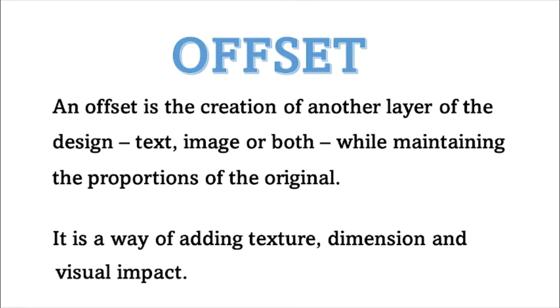It is the creation of another layer of the design. It doesn't matter what that design is. It could be text, it could be an image, or it could be even a combination of both. And the great thing is that it does all the mathematical wizardry so that that additional layer maintains the proportions of the original. It is a great way of adding texture, dimension, and visual impact to the design. Let's head over to Canvas Workspace now and learn more about the offset function.